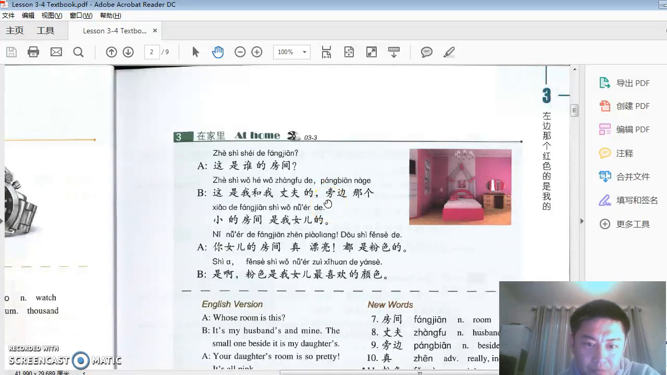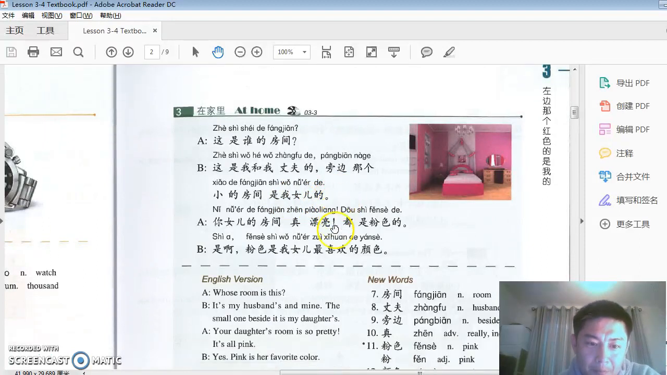And then he continues, 旁边, on the side. 旁边, or you can say 左边, 右边. 左边 is left, 右边 is right. Used as a descriptive. 那个, that one. 小. 3 descriptives. 小, small room. 旁边那个小的房间。是 is 我女儿的房间, of course. 房间 is omitted. And then he says, 你女儿的房间真漂亮.